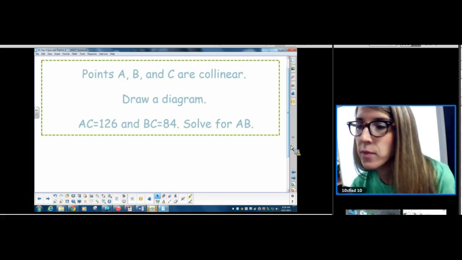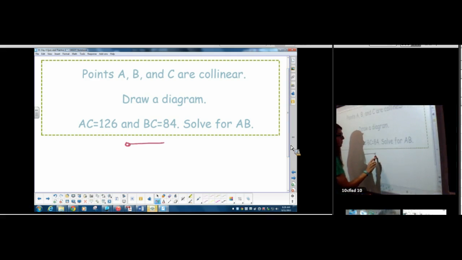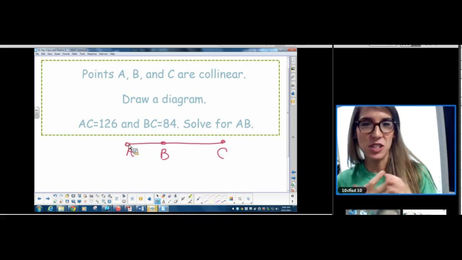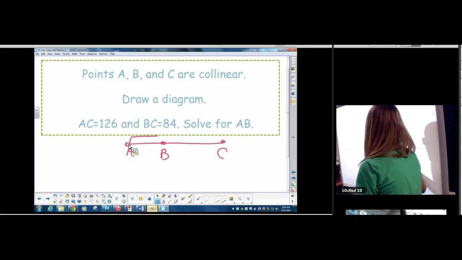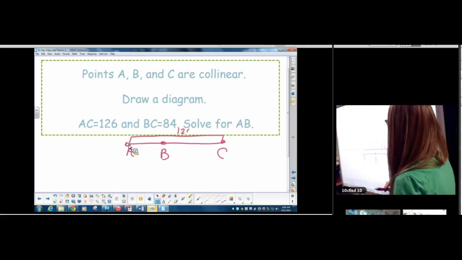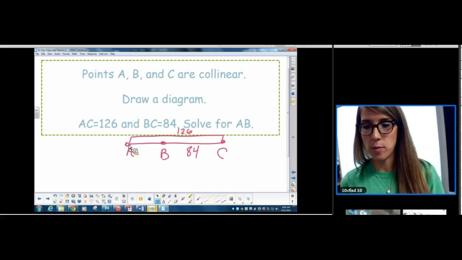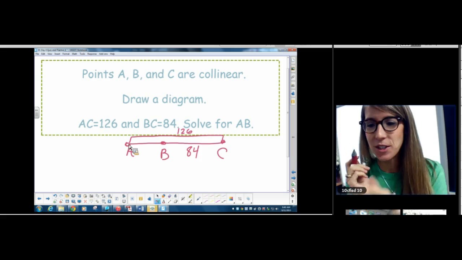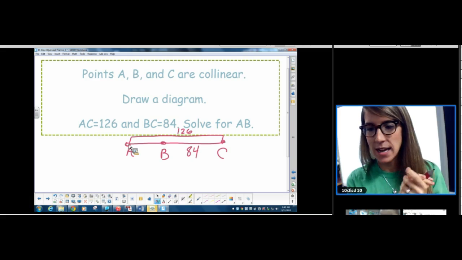Okay, I'm curious. How did you draw your picture on this one? I'm guessing most people, when A, B, and C are collinear, when you read that, you just put them in that order, right? A, B, C. And then you labeled your picture. AC is 126, and BC is 84. So this problem turned into a what problem? Division, multiplication, addition, subtraction. Oh, you're too smart. This one is a subtraction problem. Very good. What's 126 minus 84?